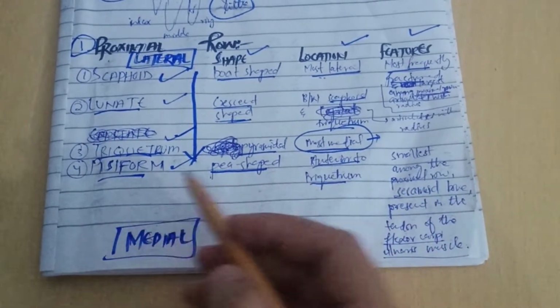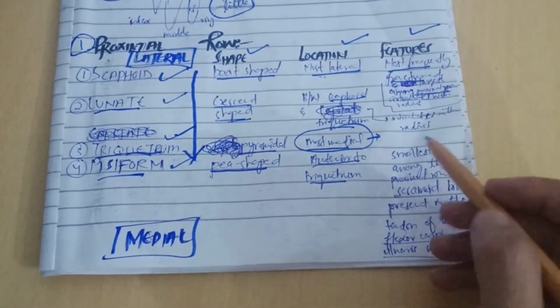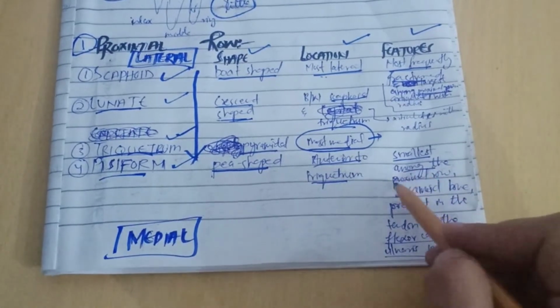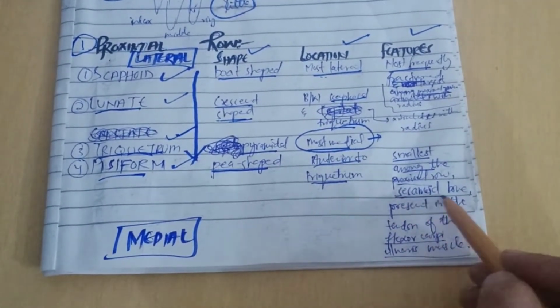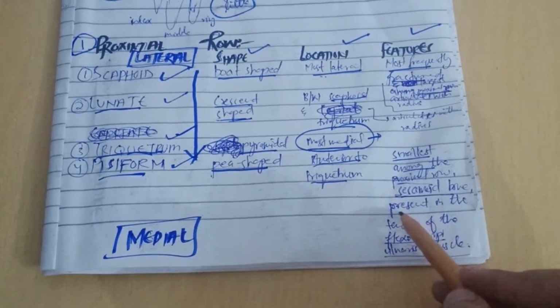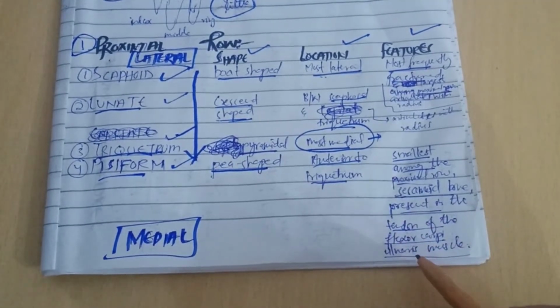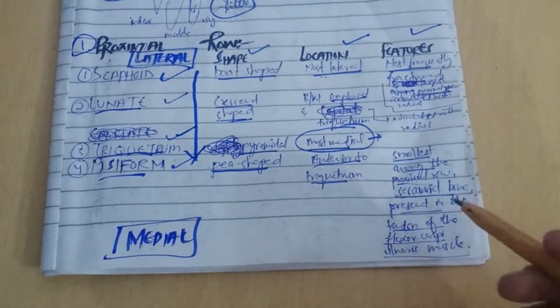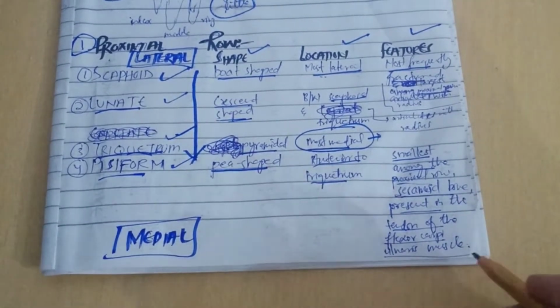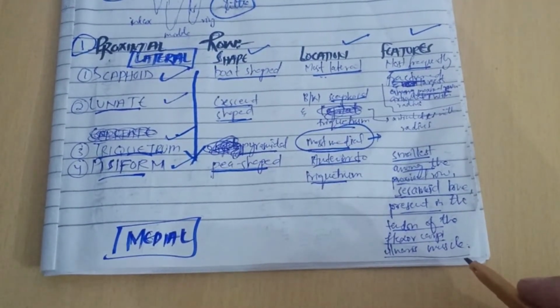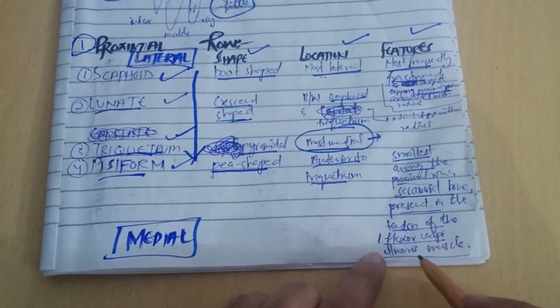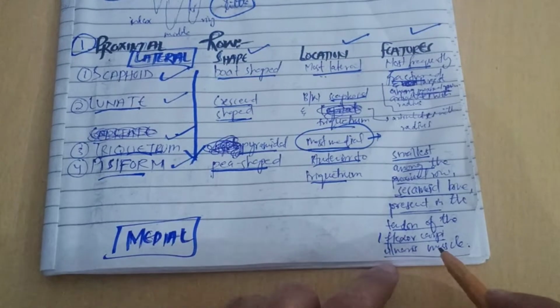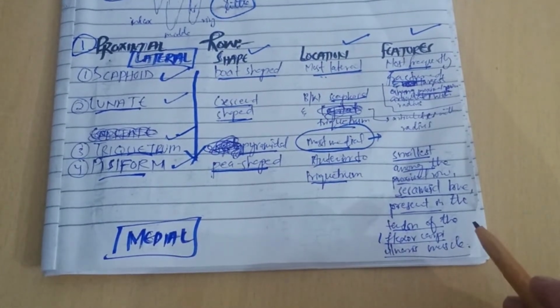So the features of the pisiform are that it is the smallest bone among the proximal row of the carpal bones. Secondly, it is a sesamoid bone. Thirdly, it is present in the tendon of the flexor carpi ulnaris muscle. So literally it is present in the tendon of the flexor carpi ulnaris muscle, and it is a sesamoid bone.